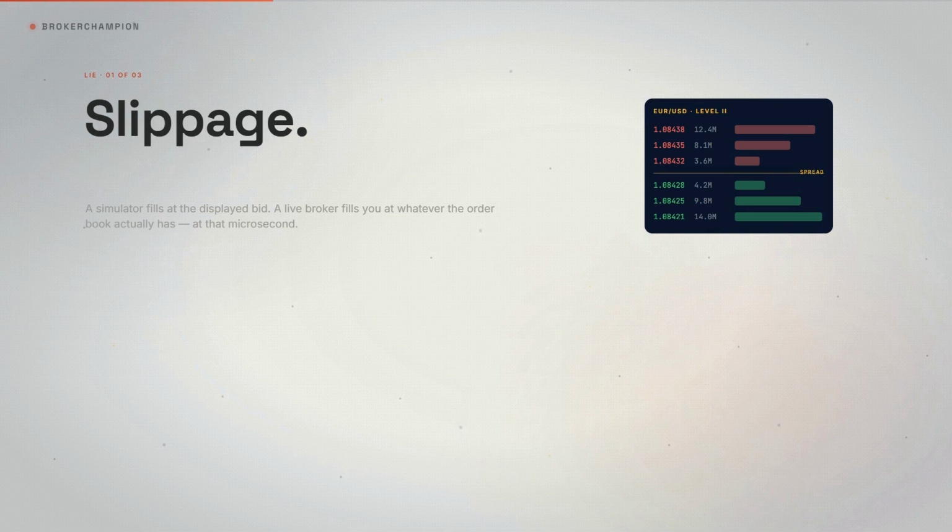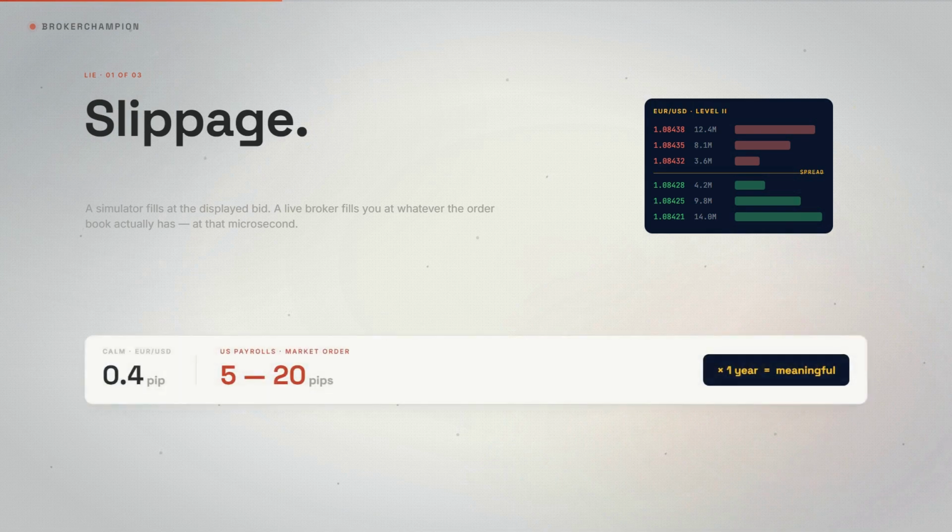A live broker fills you at whatever the order book actually has at that microsecond. On a calm Euro-US dollar afternoon, the difference is fractions of a pip. On a US payrolls release, 5 to 20 pips for a market order. Stop losses execute several pips beyond your trigger. Multiply across a year of trades and the gap is meaningful.